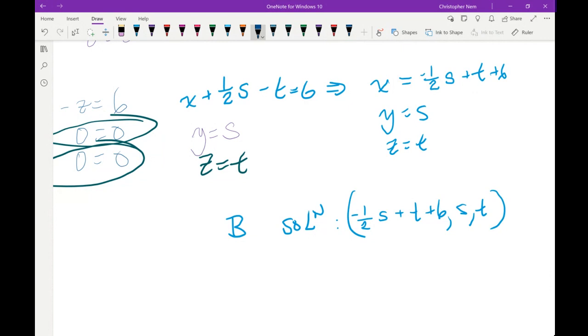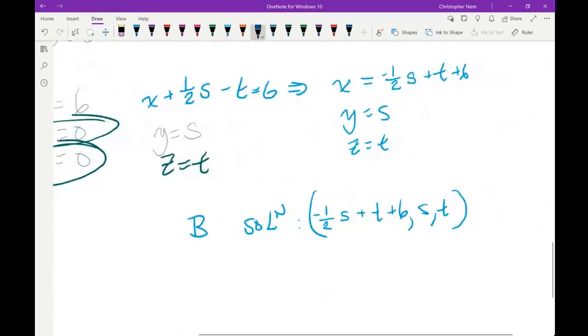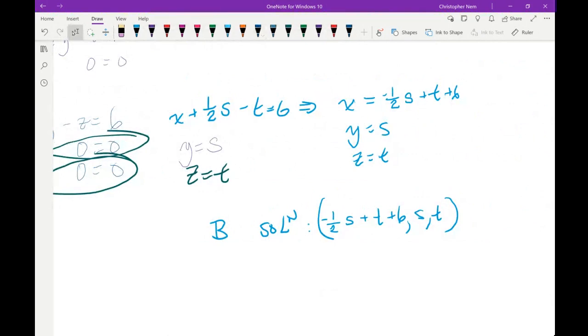Your y and your z do not necessarily have to interact with each other, but they are going to be different parameters. We have two different parameters, two different free variables. And this is how you express your solution. All right, so that's another example of an infinite amount of solutions that you guys might be dealing with for the final exam.